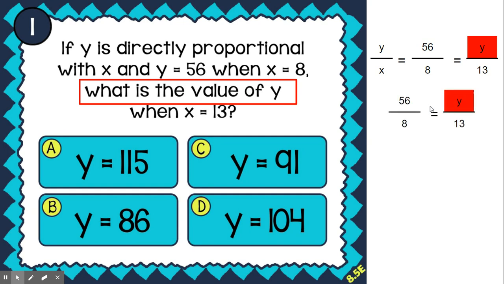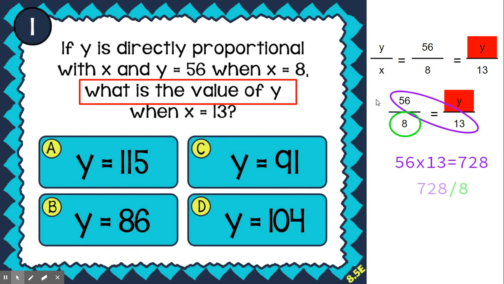So we're going to take that and solve by cross multiply and divide. 56 times 13 is 728. Divided by 8, I get that y equals 91. So my answer is C. Now I can divide them and then I can get my graph, but for today, we're only responsible for knowing how to solve for this variable.